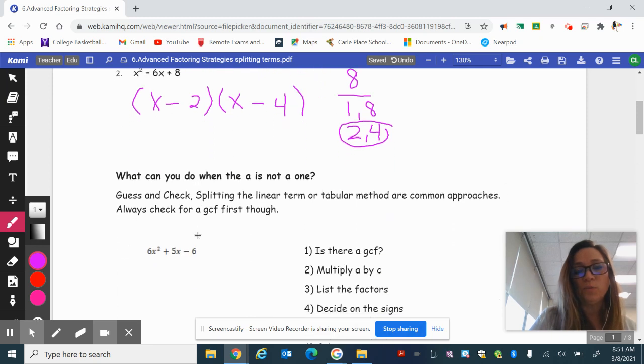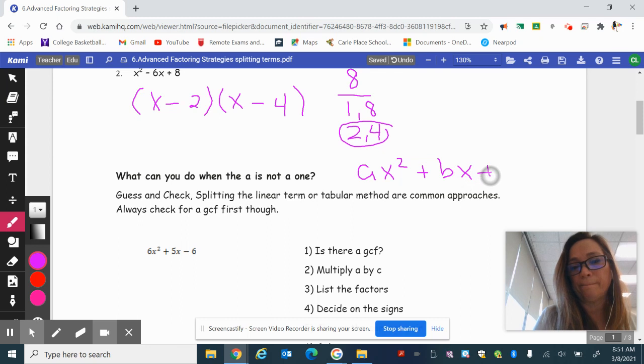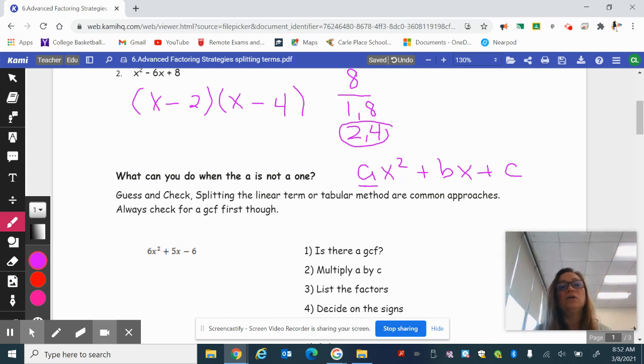Okay. So what can you do when the a is not 1? When I'm talking about the a, I'm talking about the coefficient of the x squared, because remember, this is standard form. So I'm talking about the x squared. When the a is not a 1, you're not going to get this nice x and x. It's just not going to happen. So you have to think of some other things.